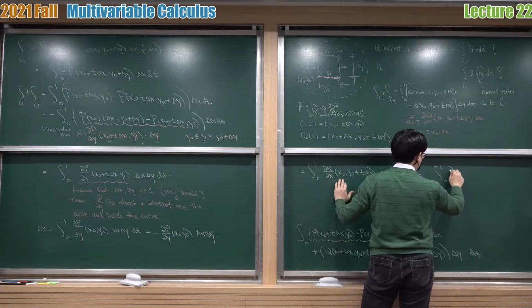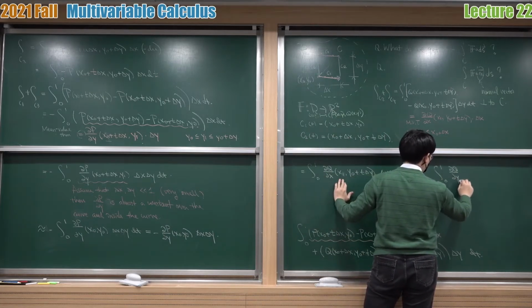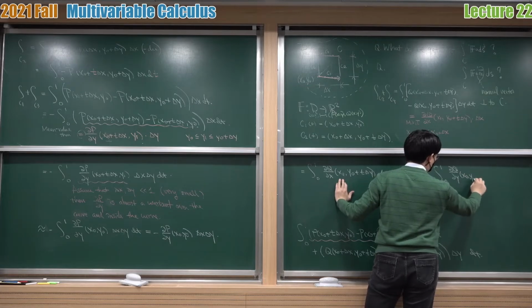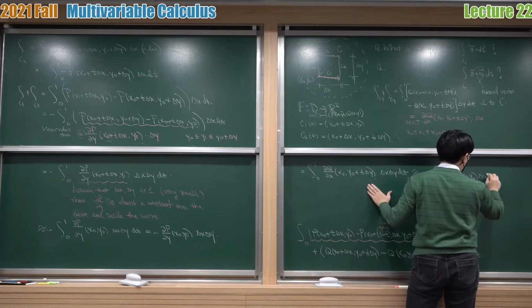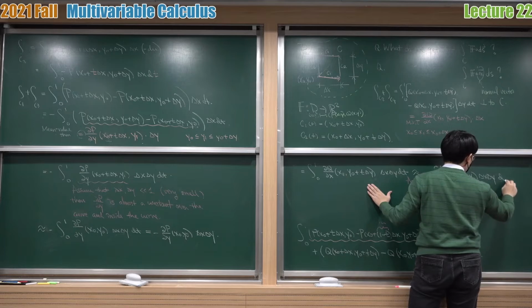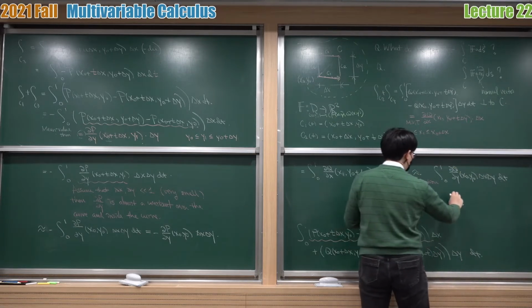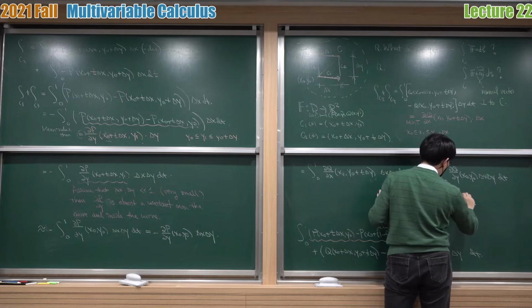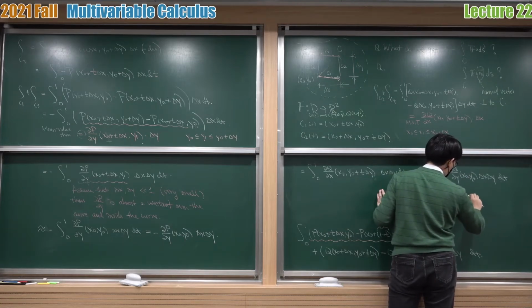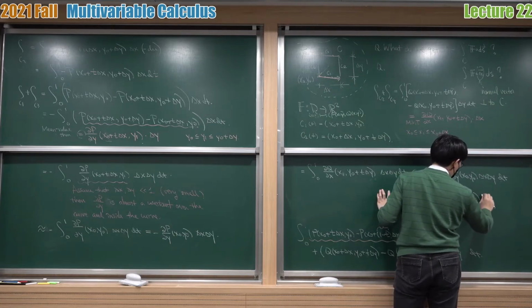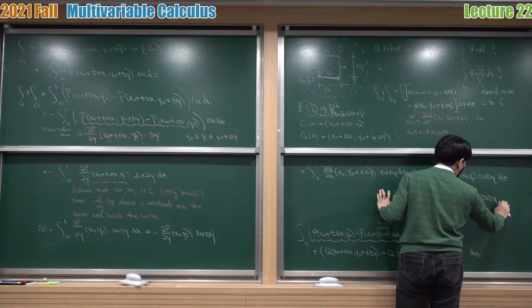So it equals ∂q/∂y (x0, y0) Δx Δy dt. So then we're just integrating a constant. So this is equal to ∂q/∂y (x0, y0) Δx Δy.